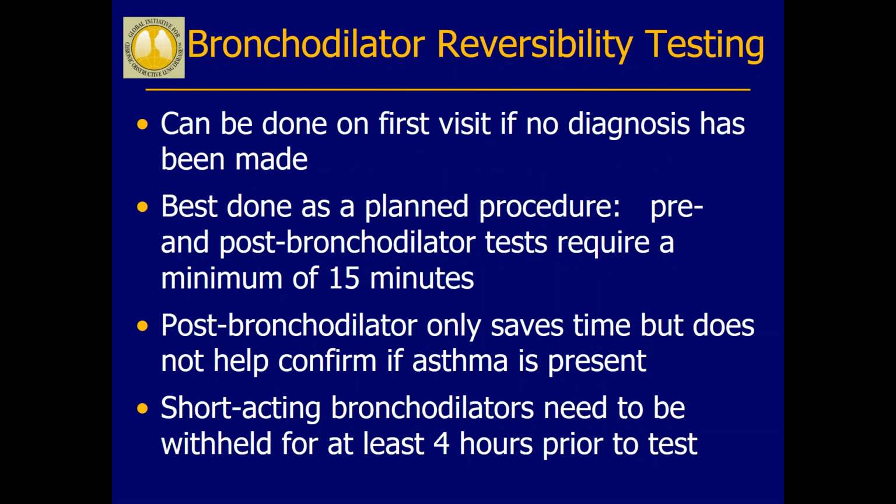So bronchodilator reversibility testing can be done on the first visit. No diagnosis has been made, likely not on any medications. It's best done if you plan it, because you need to have time between the pre and post bronchodilator test, because you have to wait about 15 minutes. And so it's best to plan it and then plan other things you do within that 15 minutes: patient education, training, surveys, questionnaires, vaccines. Those are the things you might want to consider planning ahead, so you maximize that time between the pre and post bronchodilator.